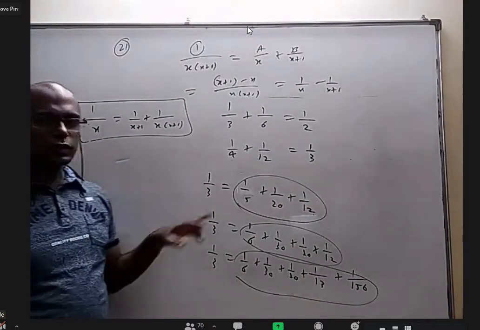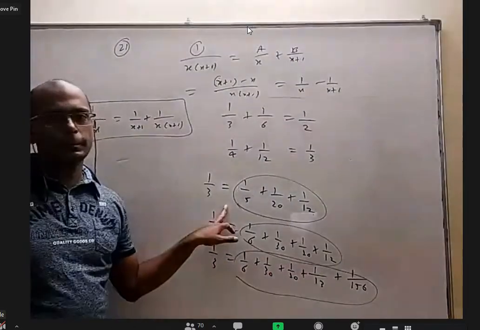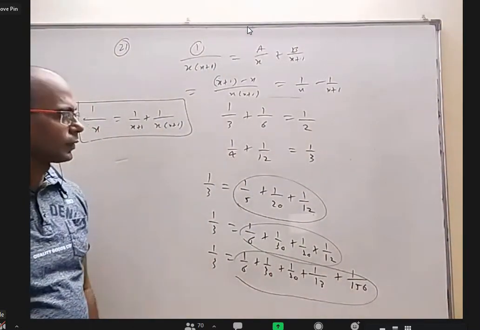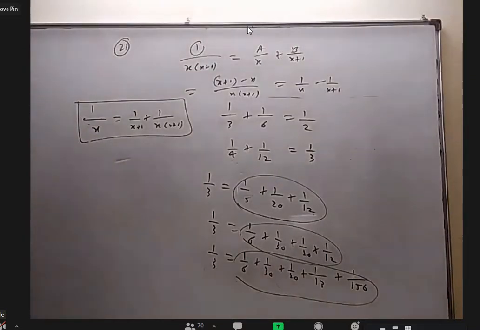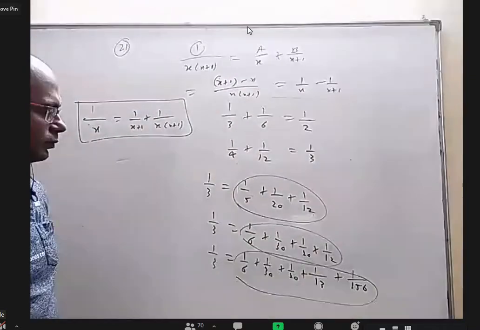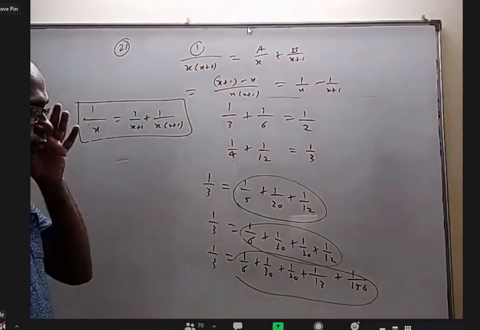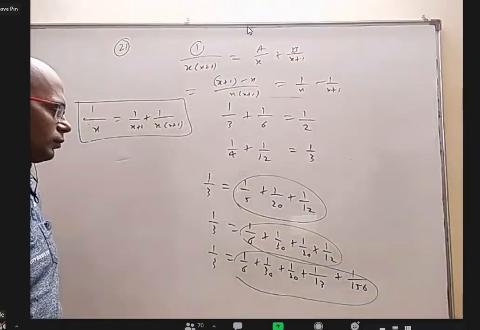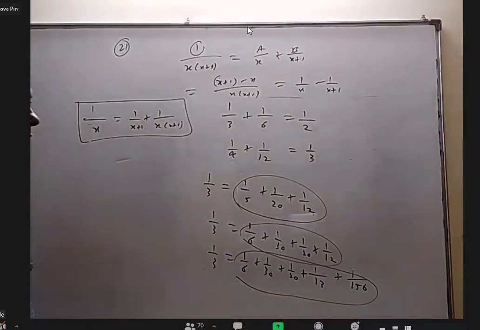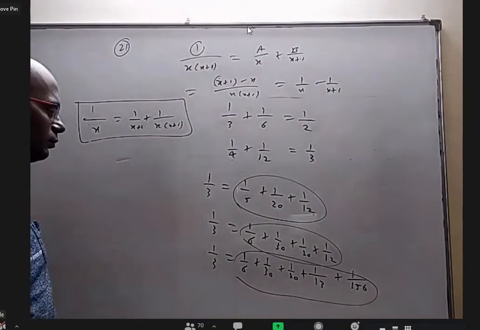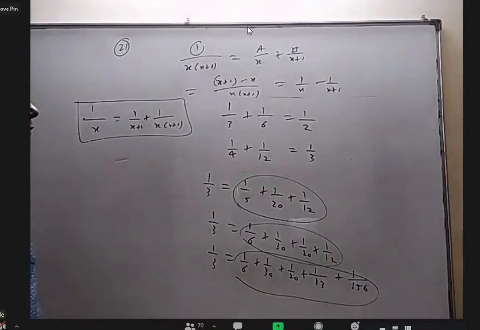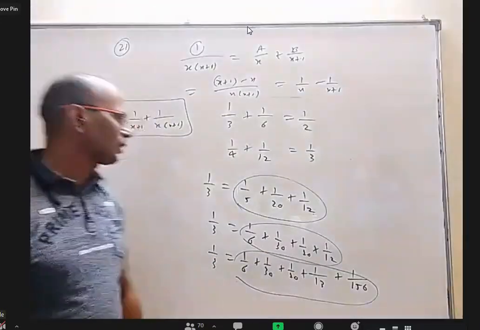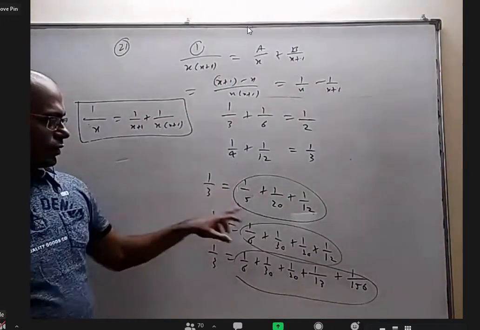Anybody want to tell how I made this question? Sir, I found a pattern. In the third example, 1 by 3 equals 1 by 5 plus 1 by 20 plus 1 by 12. In the denominators, 20 divided by 5 gives 4, and 12 divided by 4 gives 3. Similarly, in the fourth example also, I found the same pattern. Of course, I can change the order, it's okay. But anybody want to give an idea?